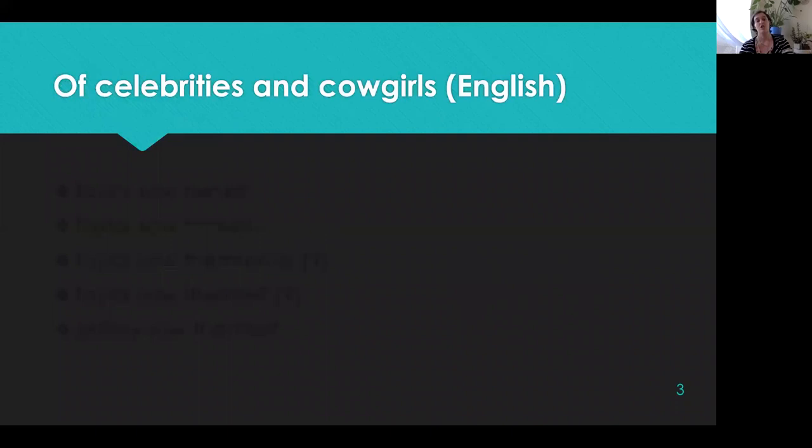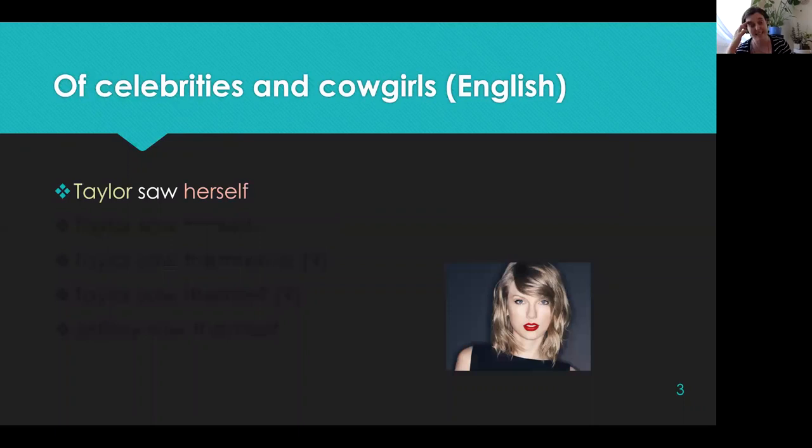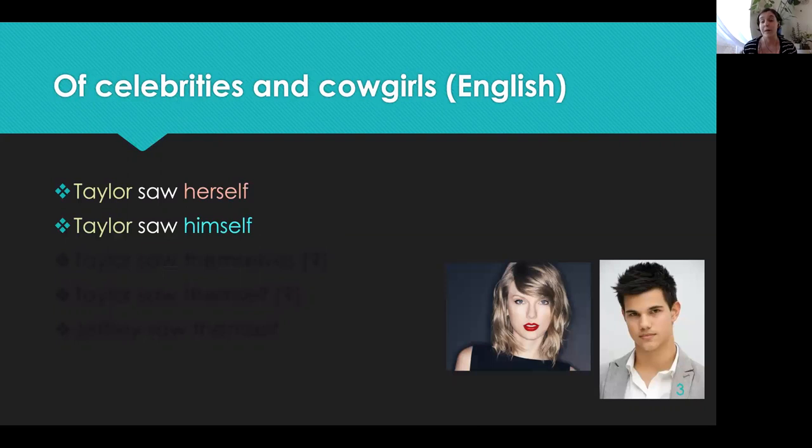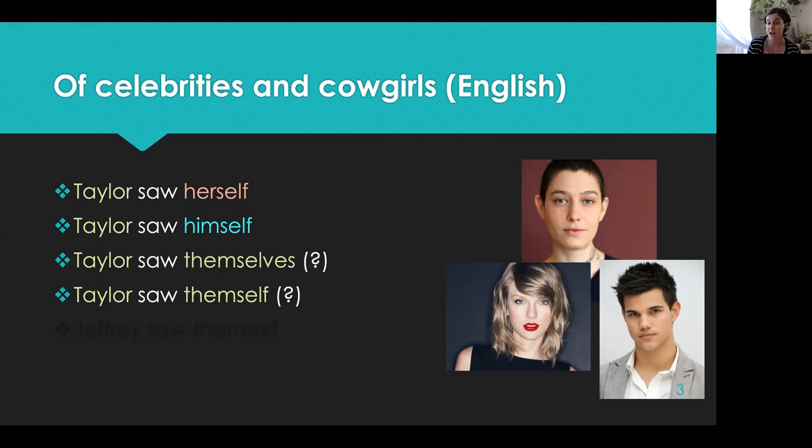So, of celebrities and cowgirls is my example. When we see a sentence like Taylor saw herself, we get an idea of who herself or Taylor might be. In this case, we might think of someone like Taylor Swift. If we see a sentence like Taylor saw himself, we might think of someone like Taylor Lautner, who is a cis man. And then if we see a sentence like Taylor saw themselves, we actually might end up thinking about someone who's non-binary and uses a non-binary singular they pronoun, like the character Taylor Mason in the show Billions, played by non-binary actor Asia Kate Dillon.